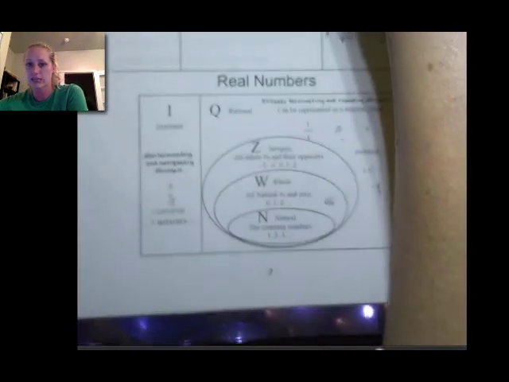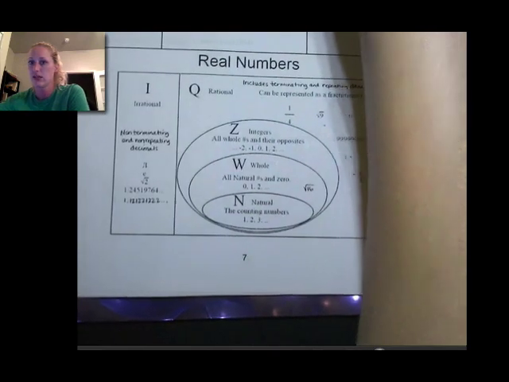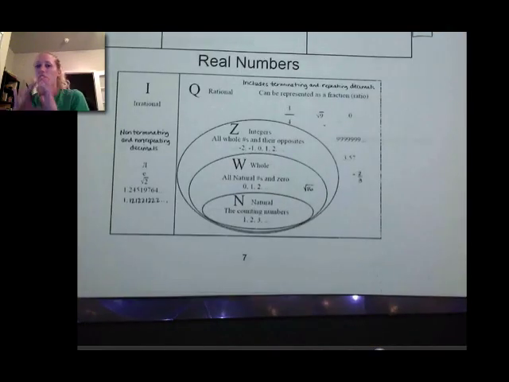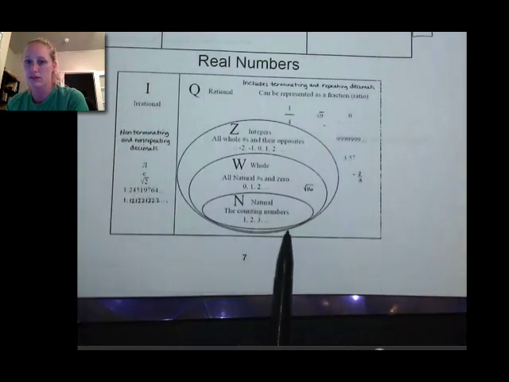Okay, now we're going to talk about sets of numbers. I really like this Venn diagram here because you can kind of see that all the numbers that we're really going to be working with in Algebra 1 are in the real number system. So the real number system incorporates all these different kinds of numbers.